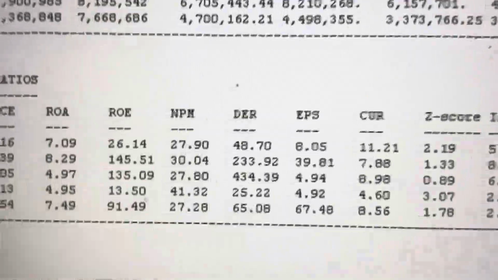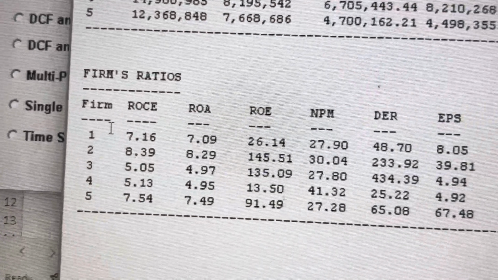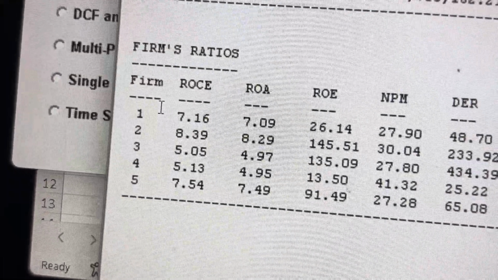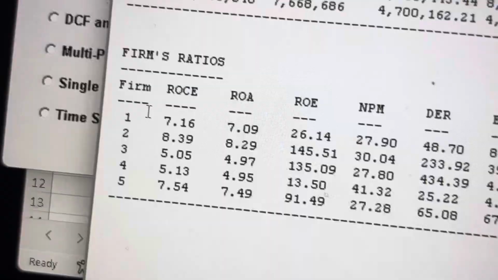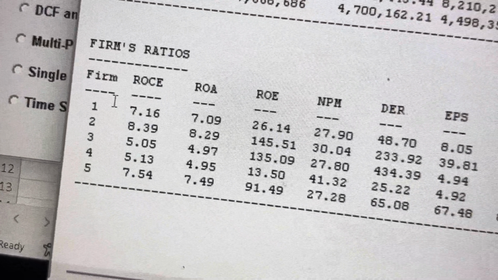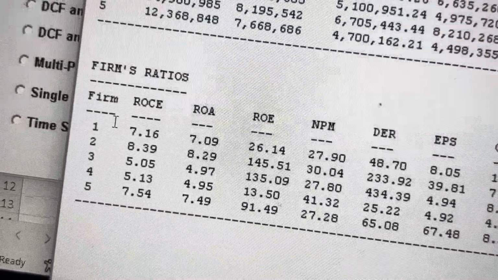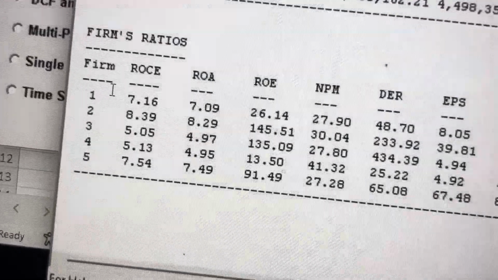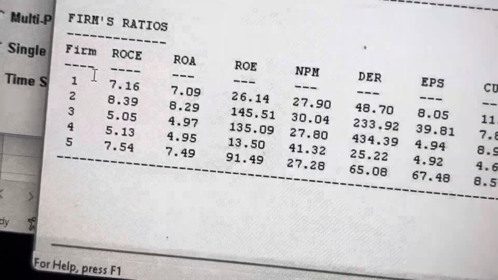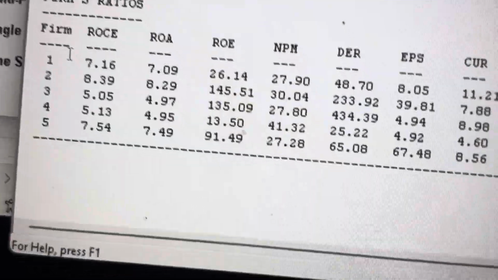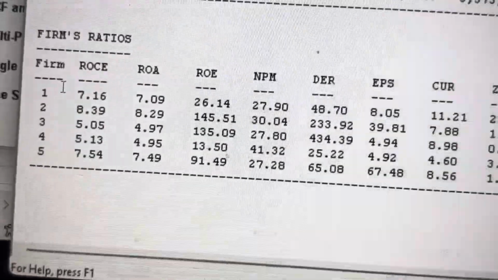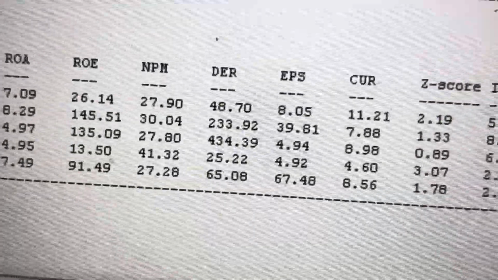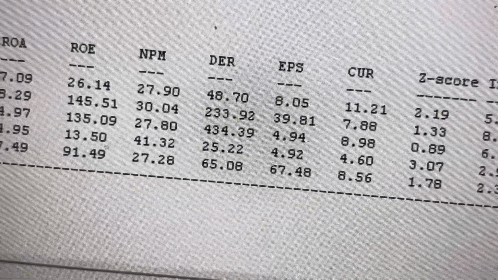We call it firms ratios. Now, the firm name, you have firm 1, 2, 3, 4, 5. There are 5 firms. Then the return on capital employed for each of them, as computed by the computer, is here. Then return on assets is there also. Then return on equity is there. The net profit margin is also there. Debt equity ratio is there. Then earnings per share is there.